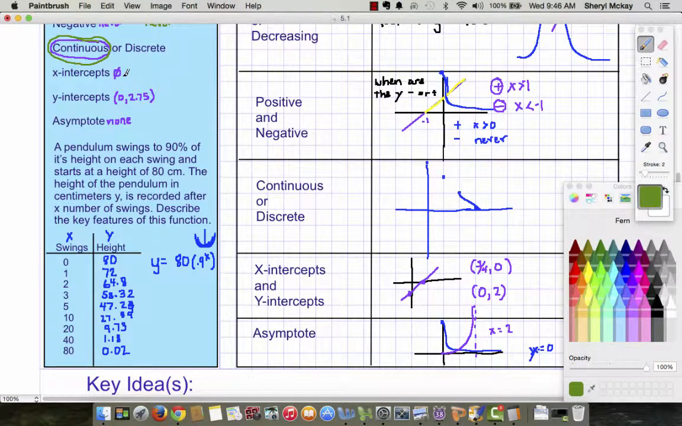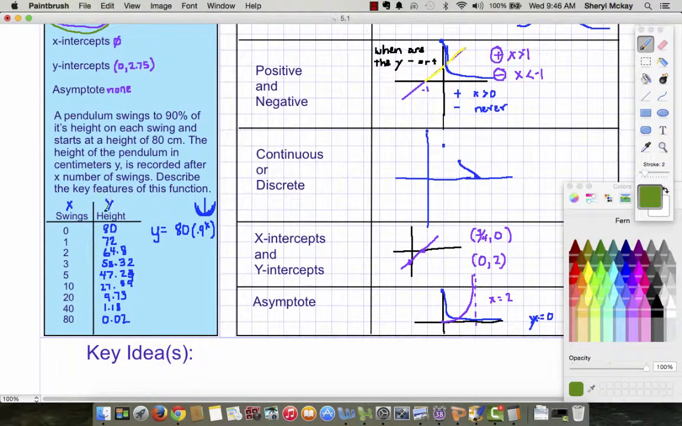What are the x-intercepts? That means when y is 0. Well, let's look and see. Do you think we'll ever get the height to be 0? No, we won't. There are no x-intercepts. And what are the y-intercepts? Well, the y-intercept is when x is 0, and we can see it right here. x is 0, y is 80. So our y-intercept is 0, 80. But in this situation, it's never going to hit the x-axis.